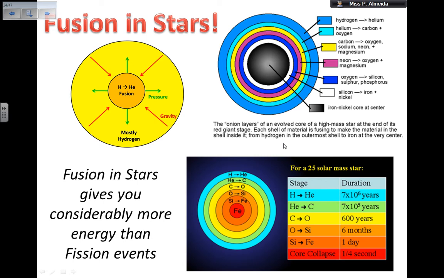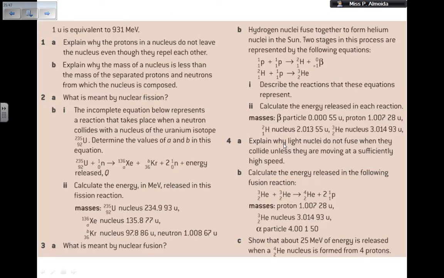And that's it. Fusion gives you way more energy than fission. So on Earth, we are trying to get nuclear power stations that use fusion instead of fission, because then we don't have the radioactive products to worry about. But that's going to be in another lesson, because for now I'm going to give you these exercises from AQA.